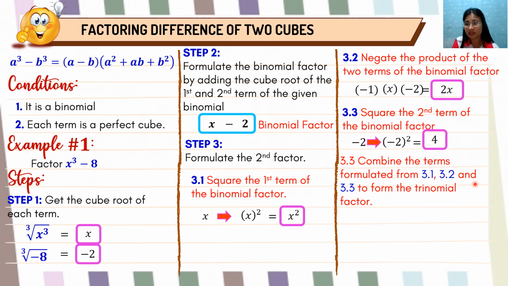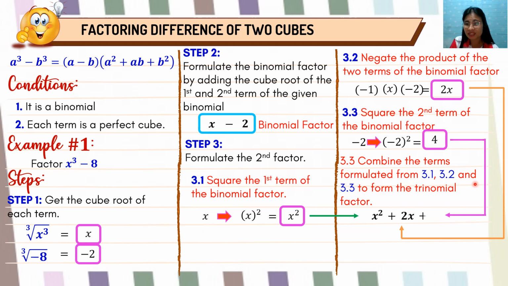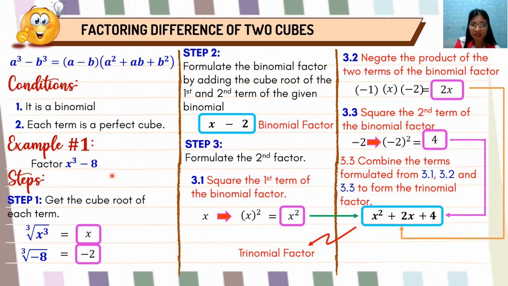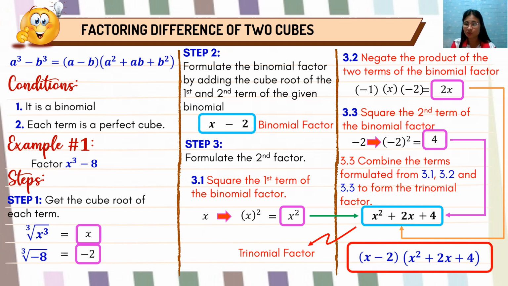Now that we have the three terms of our trinomial, we can create our trinomial, starting with the first one, which is x squared, followed by the second one, which is positive 2x, and the last one, which is positive 4. That expression, x squared plus 2x plus 4, is our trinomial factor. So the factor of x cubed minus 8 is the quantity x minus 2 times the quantity x squared plus 2x plus 4. Okay? I hope I made it clear to you.